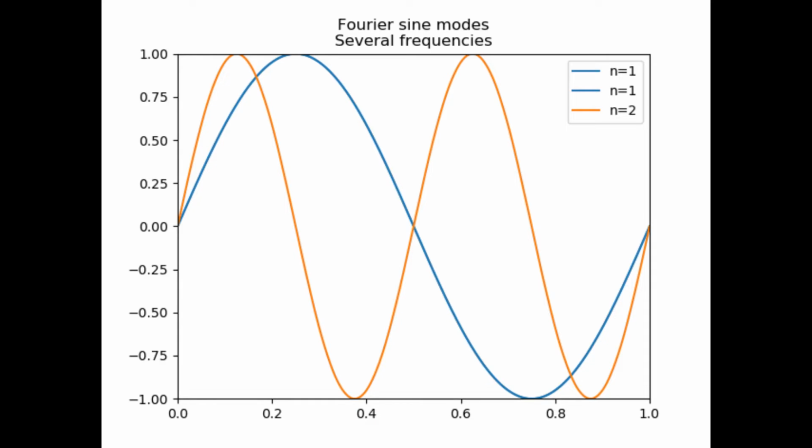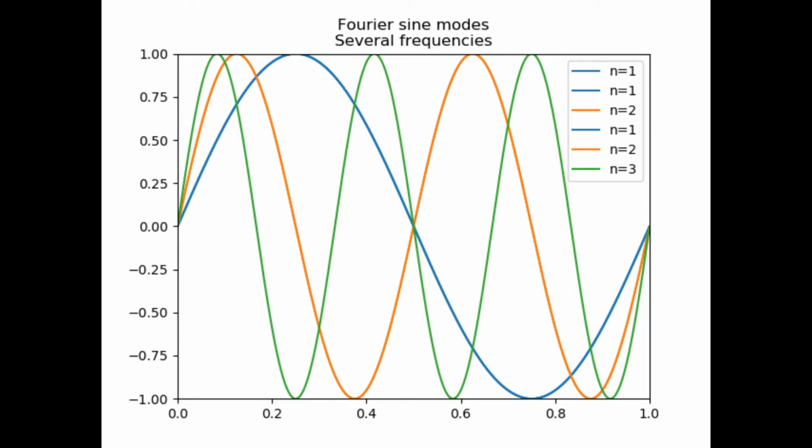Next, let's add up the case where n equals 2. You see that the number of oscillations now is doubled. We make 2 full swings. And finally, let's also take a look at the case n equals 3, where we make 3 full oscillations over the entire interval. And of course, if you increase n further and further, you get more and more oscillations.